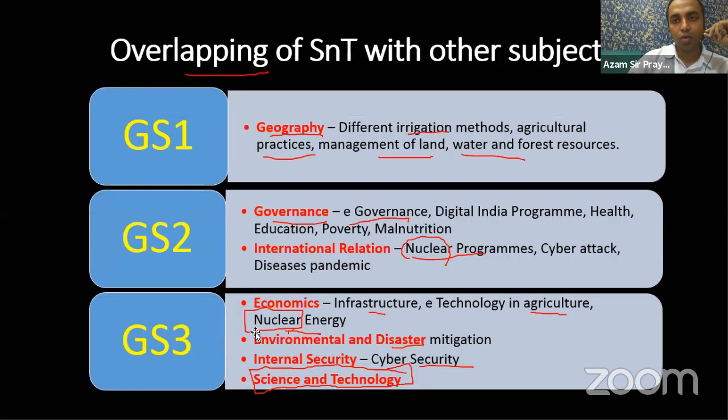Overlapping of science and technology, we saw, there are other subjects such as GS paper 1, GS paper 2, GS paper 3. In fact, other subjects can also be correlated. For example, you can relate the history of GS 1 with GS 2, GS 3, or GS 4.